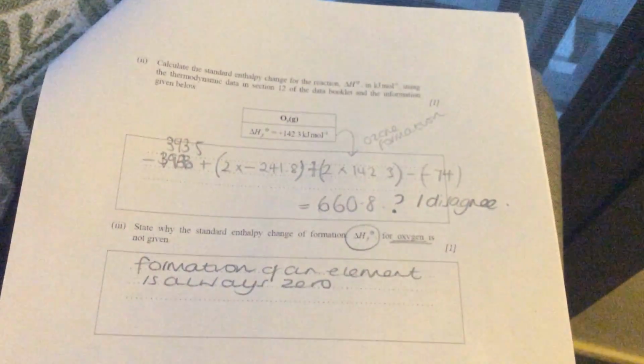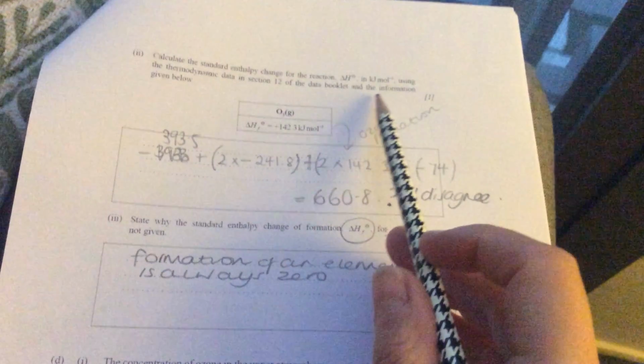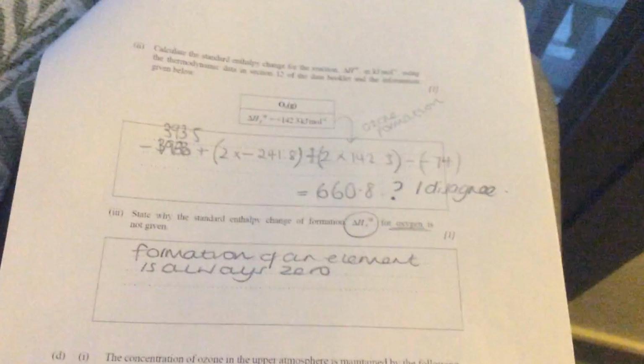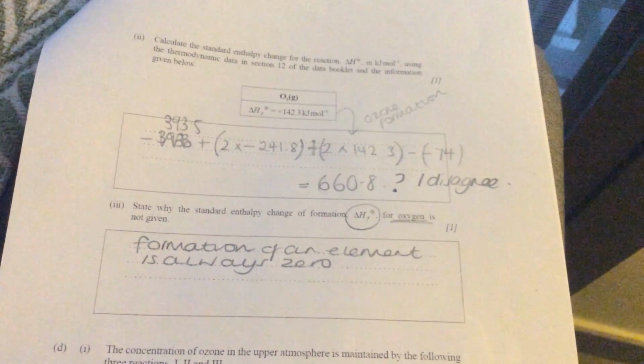So calculate the standard enthalpy change for the reaction, delta H in kilojoules per mole, using the thermodynamic data in section 12 of the data booklet. So get the data booklet out, have a look what data you've actually got.